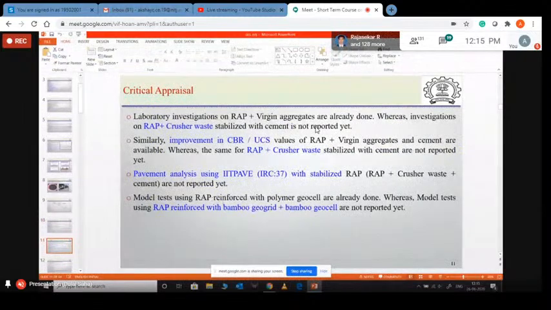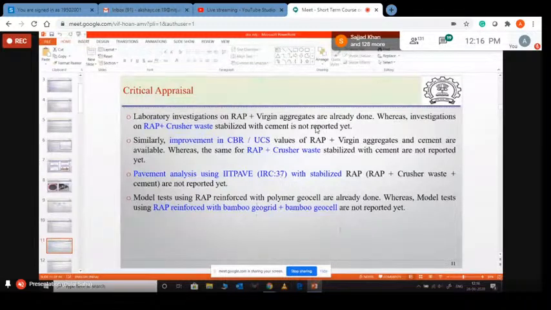So there are two different things which I have done here. One is, as I said, that we have mixed RAP with waste material, that is crusher waste, instead of virgin aggregate, and then tried to analyze pavement utilizing this stabilized sub-base material using IRC 37, that is IITPAVE, and then found the fatigue and rutting life. We tried to find an alternative pavement composition and compared the requirement of material as well as the cost, and found that less material is required and cost savings are also there.